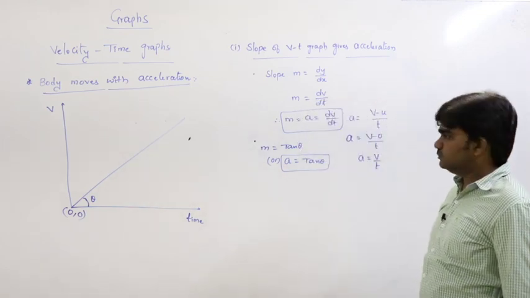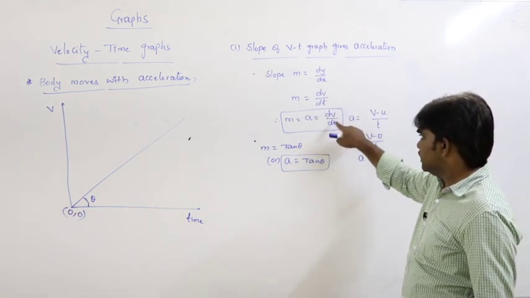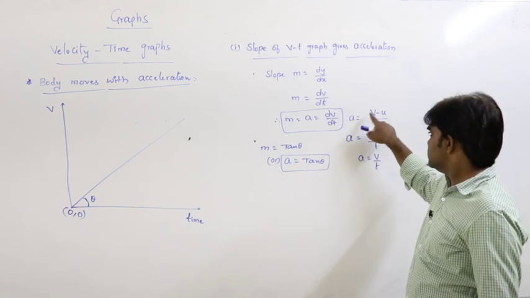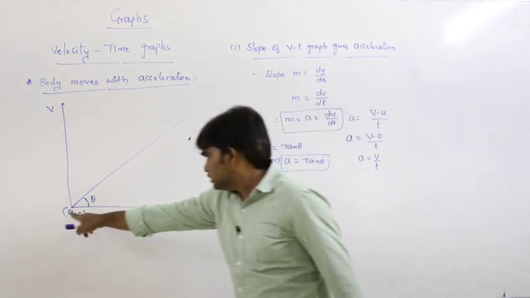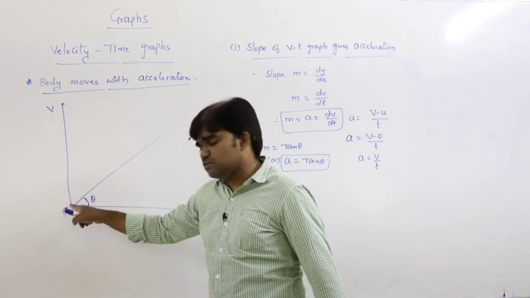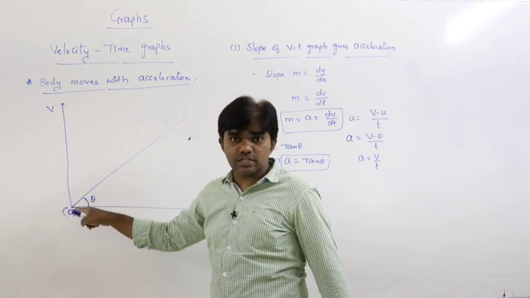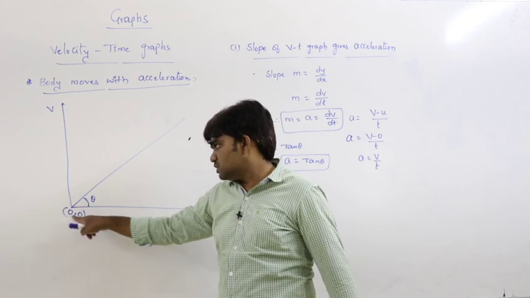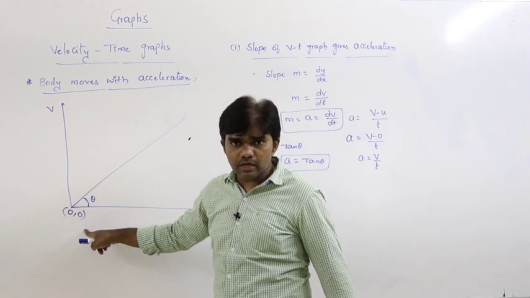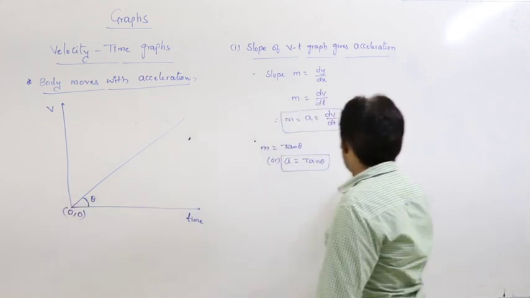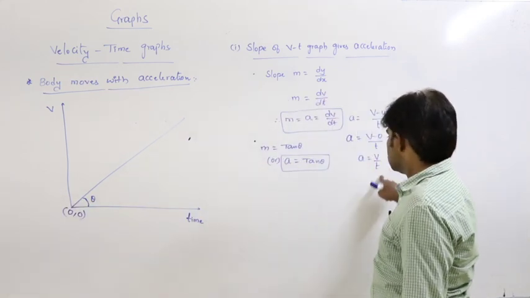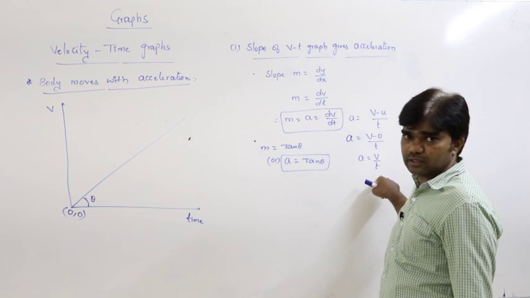So that is the condition. Actually A is equal to dv by dt. dv by dt means change in velocity by time, v minus u by t. But this point is, graph starts from origin. Origin in the sense, x component 0, y component also 0. What is the y component here? Initial velocity. So that's why initial velocity is 0. So A is equal to v by t we can write.